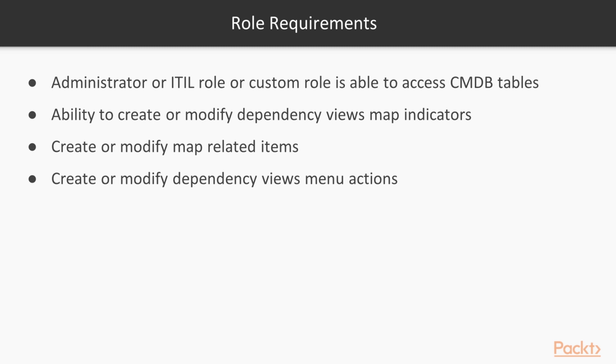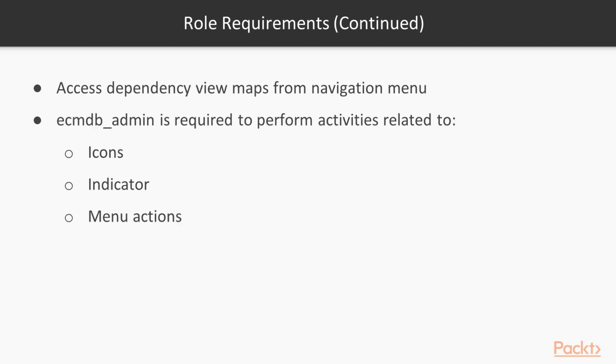The administrator has the ability to create or modify dependency views map indicators, create or modify map icons, create or modify map related items, create or modify dependency views menu actions, and create or edit a dependency type. Dependency views role required to access dependency view maps from the navigation menu, a script API, or directly from a URL. The ECMDB admin role is required to perform activities related to icons, indicator, and menu actions.